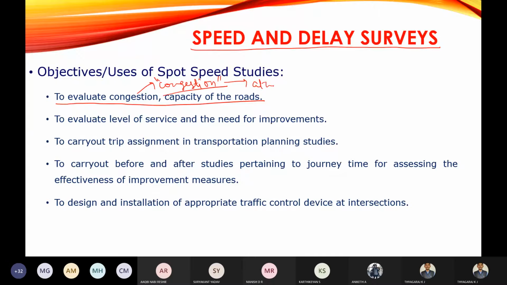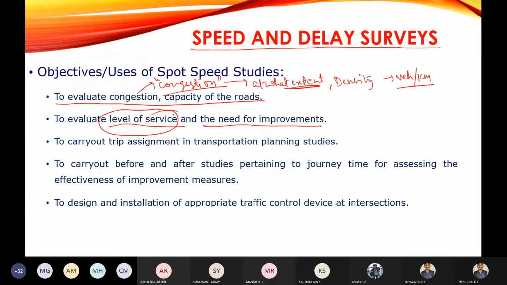To what extent the congestion has happened on the road, we can easily judge. That is to evaluate the congestion of the road. And capacity means, we already know density is the capacity, number of vehicles per kilometer. How many vehicles it has accommodated can be determined by this speed and delay survey. And to evaluate level of service and the need for improvement.